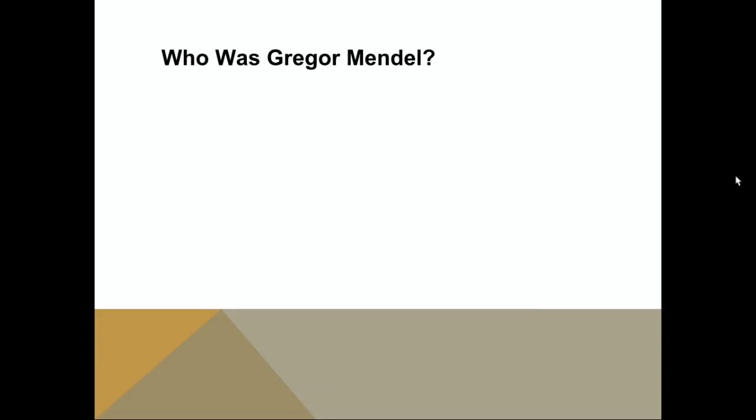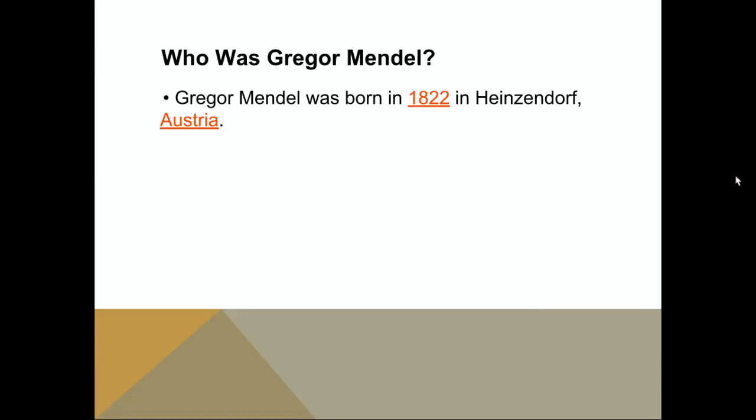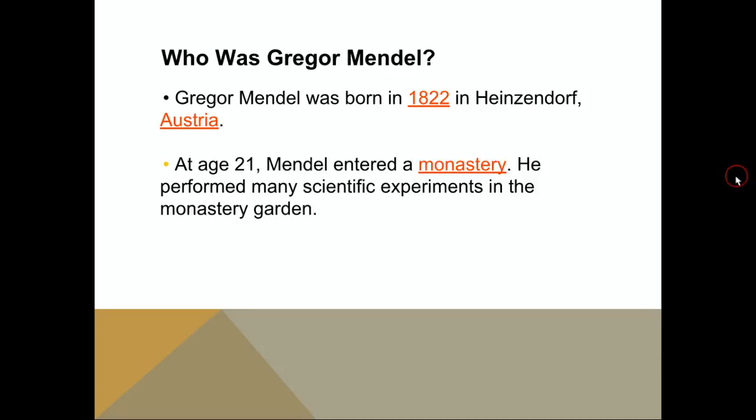So, who was Gregor Mendel? Gregor Mendel was born in 1822 in Heisendorf, Austria. At the age of 21, Mendel entered a monastery where he performed many scientific experiments in the monastery garden.